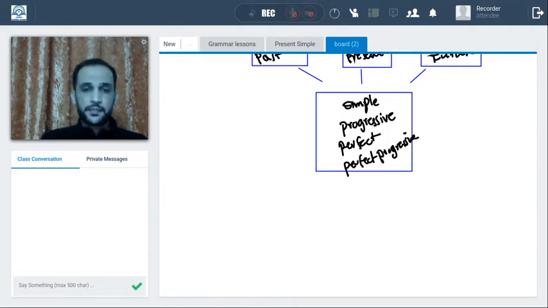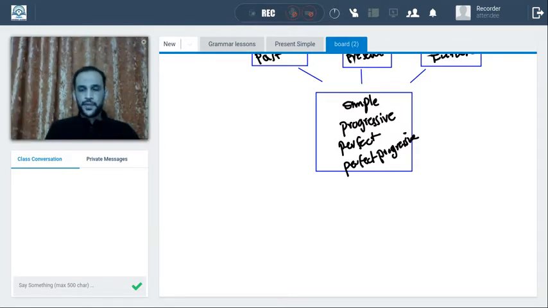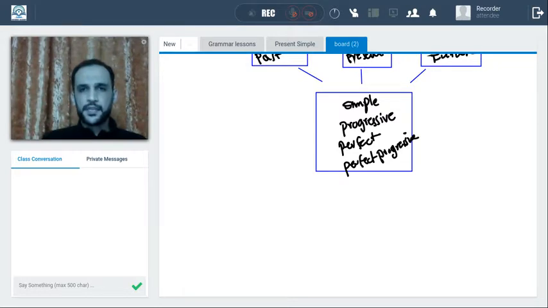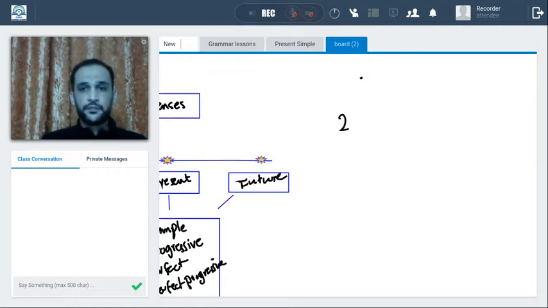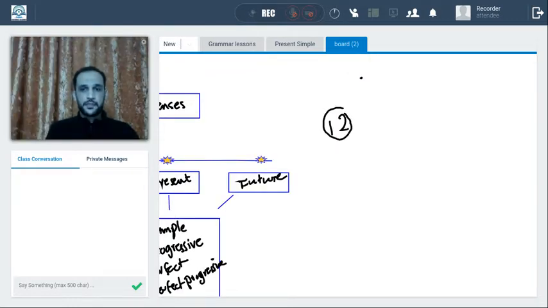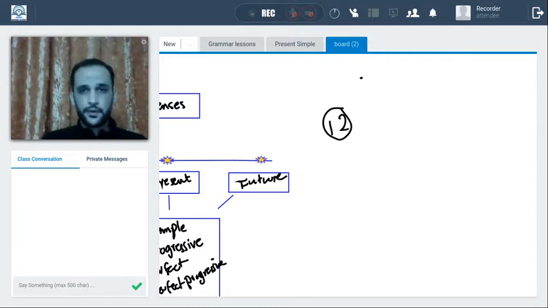So, for the past, for example, we have past simple, past progressive, past perfect, and past perfect progressive. And for the present, we have present simple, present progressive, present perfect, and present perfect progressive. And for the future, we have future simple, future progressive, future perfect, and future perfect progressive. So we have 12 verb tenses.